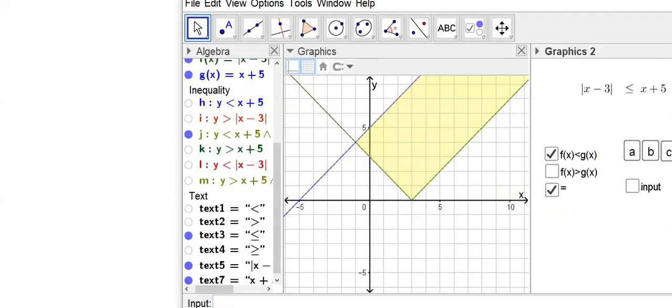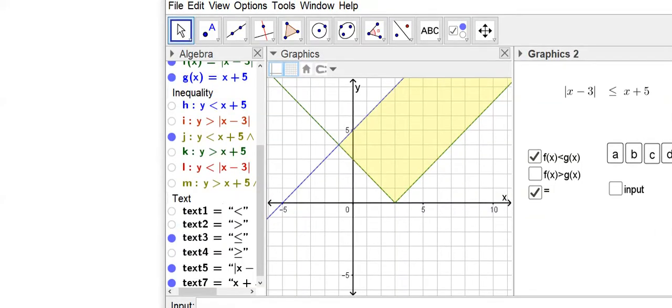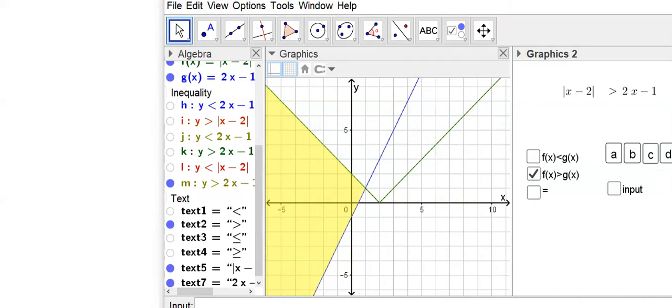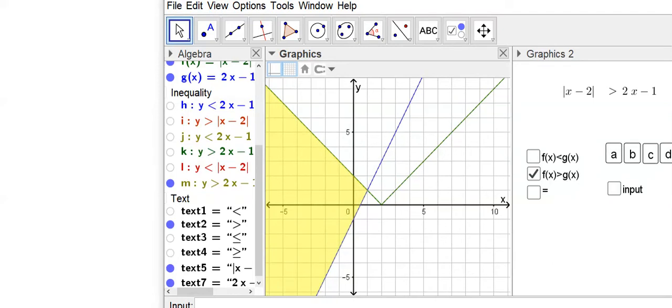What does this one look like? Absolute value of x minus 2 greater than 2x minus 1. So this is why we have an extraneous solution, because case number 2 is this part of the absolute value, and it only goes to 0. But if I extended it, you can see that it would cross at -1. And that's the extraneous solution that we get. But it's not in the domain because I'm not using that line anymore. I'm using this line.